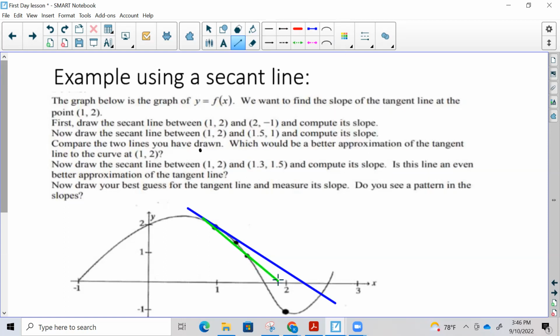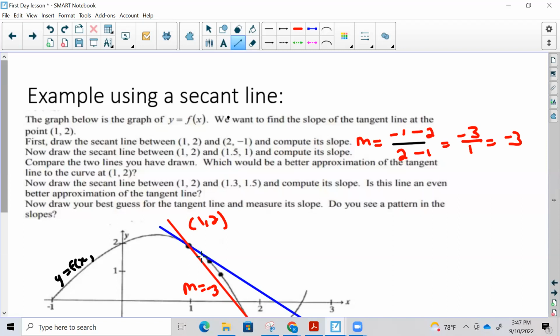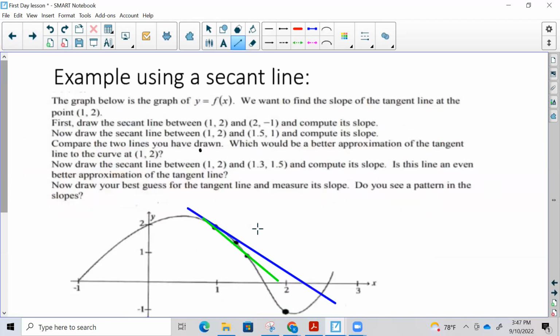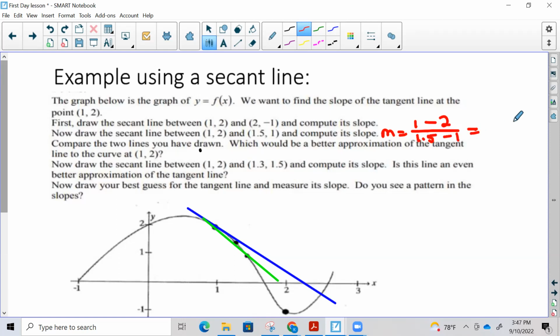And you can kind of tell this is definitely closer to that blue line than this red one. This is much steeper than the blue line, but this one is a little bit closer. And so we're going to find that slope the same way. So we would do y2, which is 1, minus y1, which is 2, and then x2, which is 1.5, minus x1, which is 1. So we get -1 over 0.5. And if you divide that, you get -2.